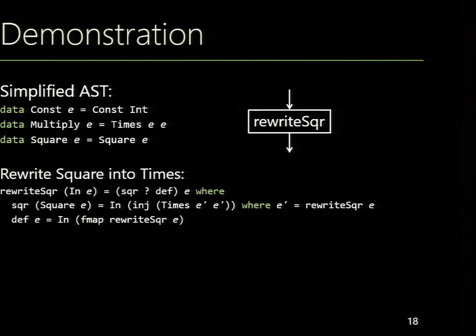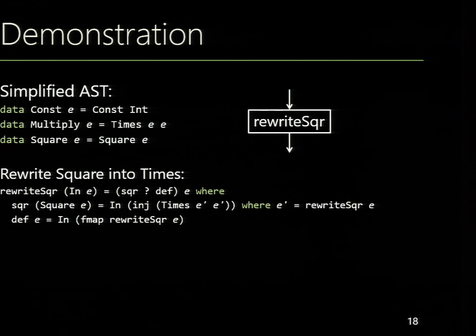If I have anything else, it's not a square, so I don't need to rewrite it, but it may have squares inside it, so I can rely on these things all being functors to rewrite all the squares inside it. Right, stick these things together with my branching operator, deal a bit with these ins. This is the fixed point constructor. Deal a bit with the fixed points, and I'm done.